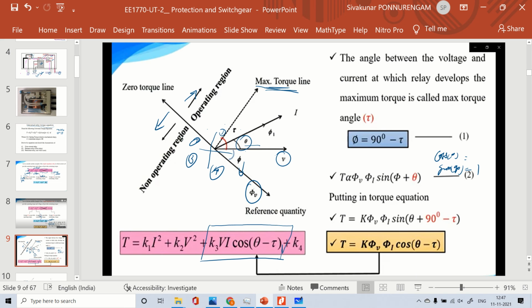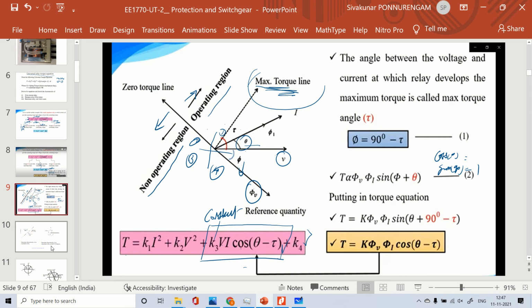So again, this is the operating torque region, and this is the non-operating region. Then the relay torque equation will be produced. This is the constant, already well known, voltage and current, cos of theta, this is the theta value, minus tau. We are going to obtain the maximum torque. So this entire equation may be considered as the torque equation, right? So this is the maximum torque obtained. How are we going to obtain the maximum torque of the system?